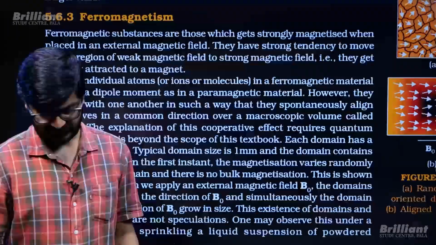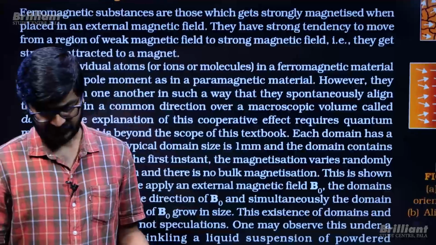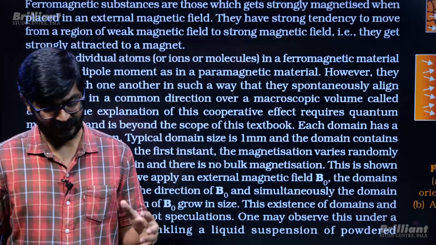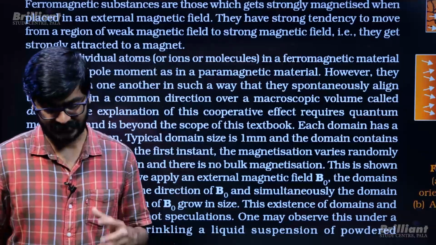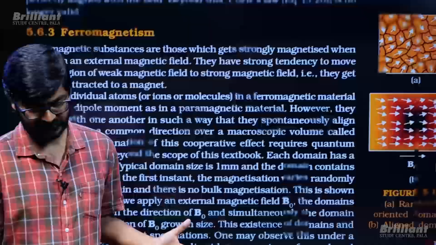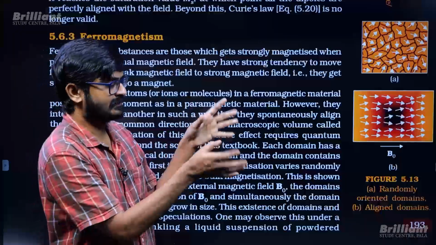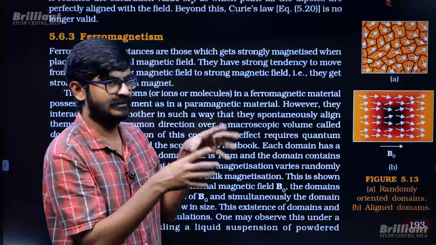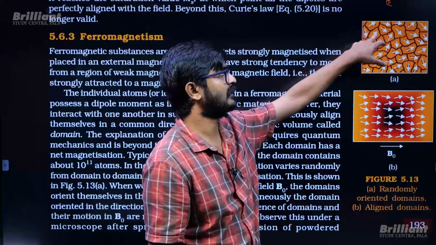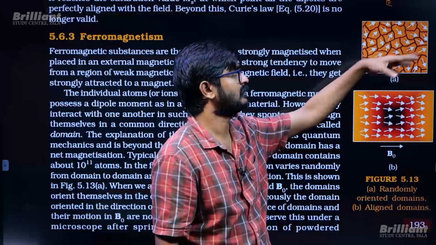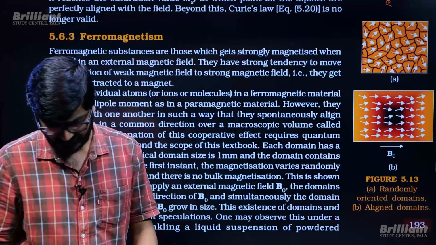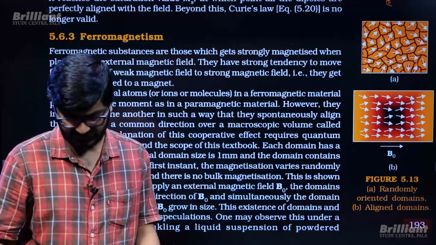The individual atoms, ions or molecules in ferromagnetic material possess dipole moment exactly like paramagnetic material. However, they interact with each other in such a way that they spontaneously align themselves in a common direction over a macroscopic volume called a domain. If you notice this figure, one dipole will interact with the other dipoles in the surroundings, and they will club together and make a net dipole moment in some particular direction. Some other group will be in some other direction, so randomly they will be initially. The explanation for this cooperative effect requires quantum mechanics and is beyond the scope of this book.